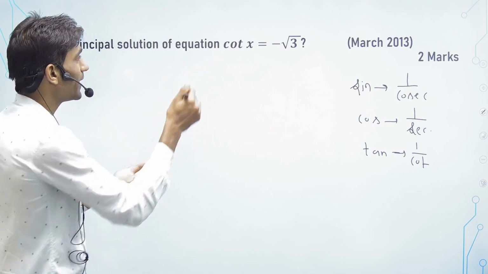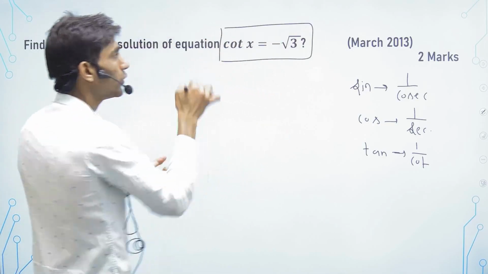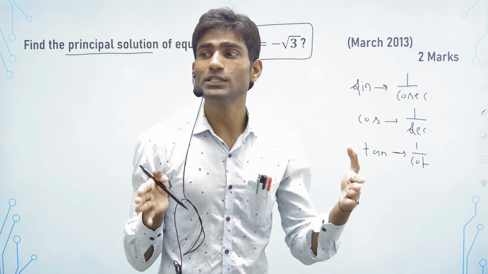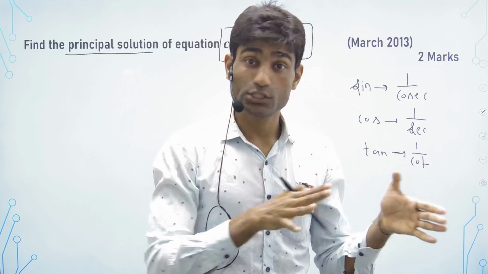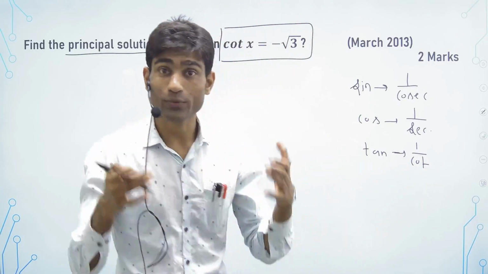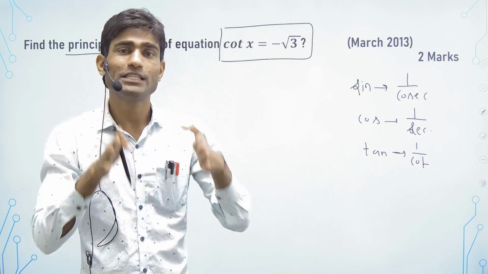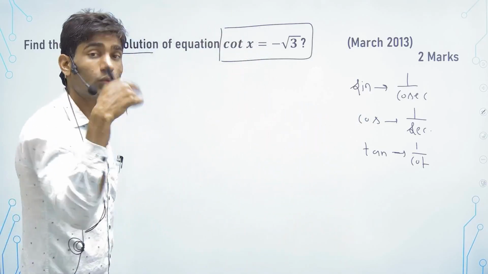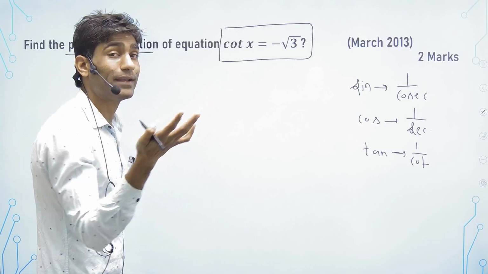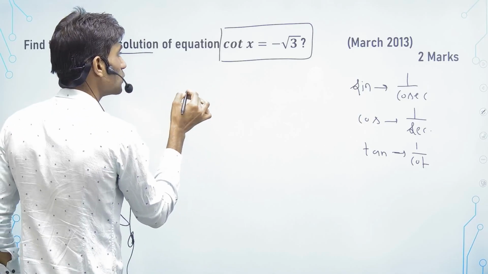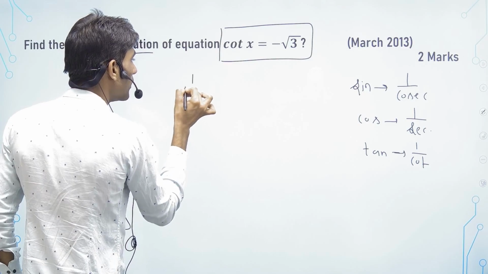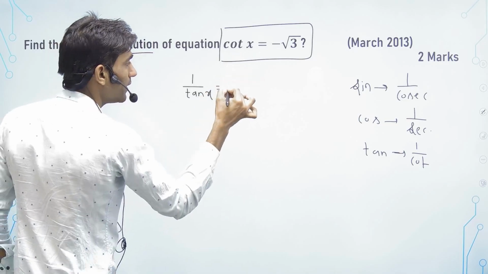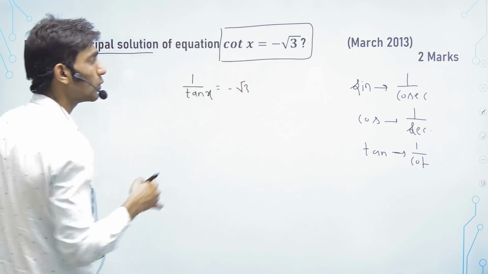So now here we have cot x, which is equal to negative of root 3, and we want the principal solution. As we know, the principal solution lies between 0 to 2 pi but not including 2 pi. So we have to find all the solutions which lie in the 0 to 2 pi interval. Here we have cot x. First of all, convert cot x into tan x. It will be better for our calculation. So we can write cot x as 1 upon tan x, and keep the remaining term as it is, negative of root 3.